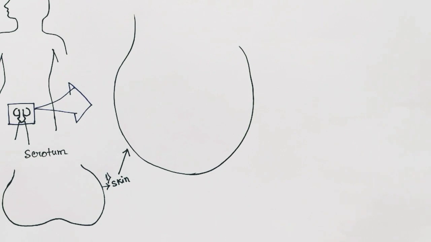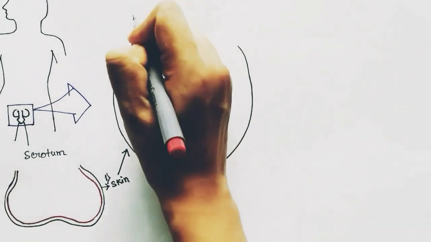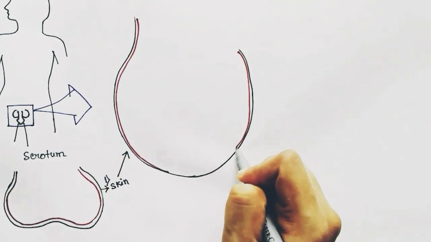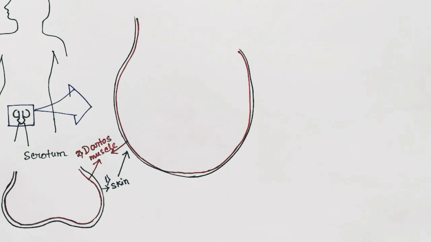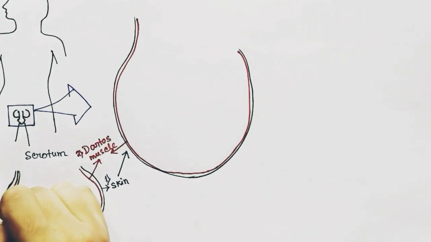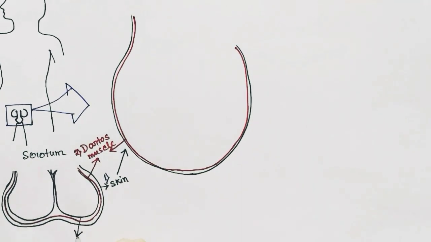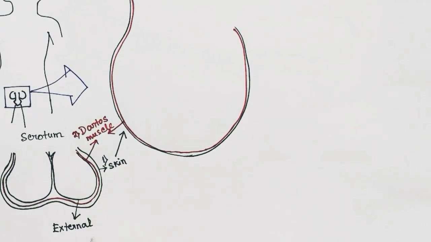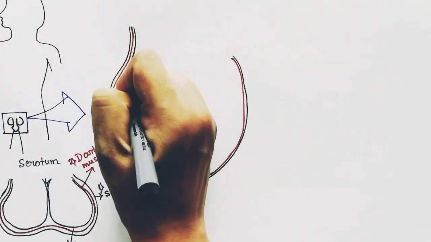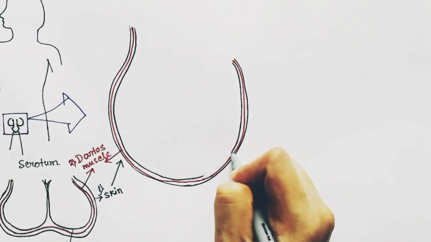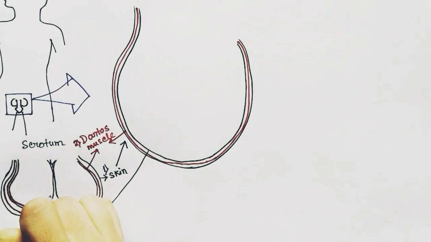The outermost layer of the scrotum is the skin. After the skin comes a layer of muscle. This is called the dartos muscle. The next layer after the dartos muscle, which divides the two compartments of the scrotum, is called the external spermatic fascia. This divides the scrotum sac into two compartments for the two testes.